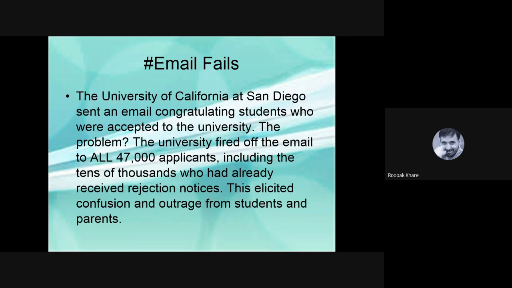Okay, another case study. Email fails. The University of California at San Diego sent an email congratulating students who were accepted to the university. So obviously there are entrance exams happening. You people must have gone through it. You must have heard of it.